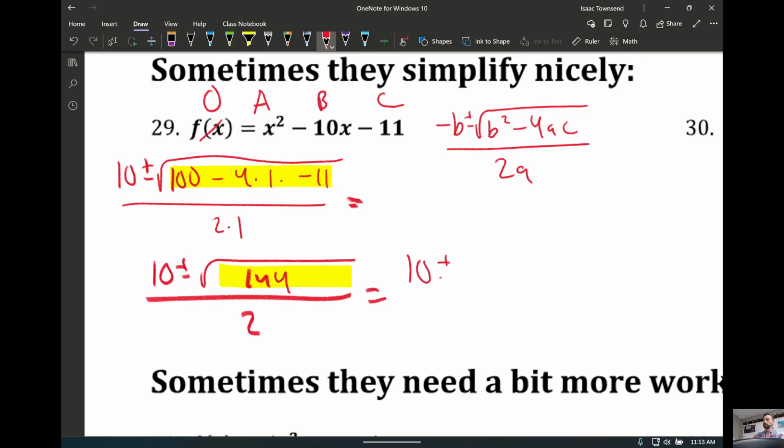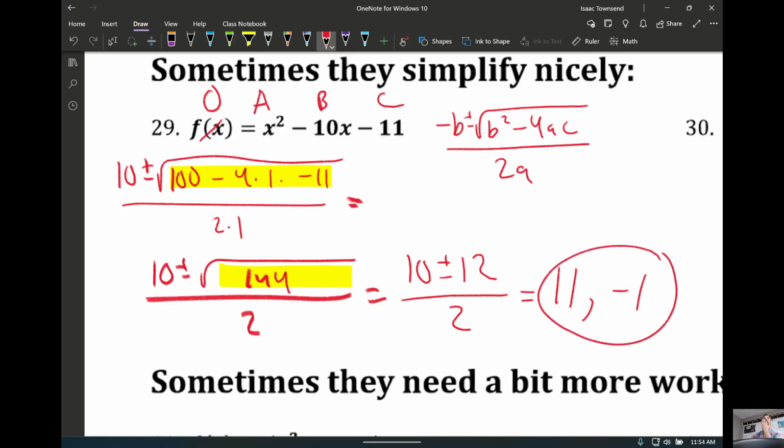144 is a perfect square. That comes out to be exactly 12. So that just makes the end of the question pretty nice and neat. One answer comes from 10 plus 12 over 2, and another answer comes from 10 minus 12 over 2. So, best case scenario, just like question 29, is your discriminant is a perfect square. So, in a few minutes, 30 should work out just as cleanly.